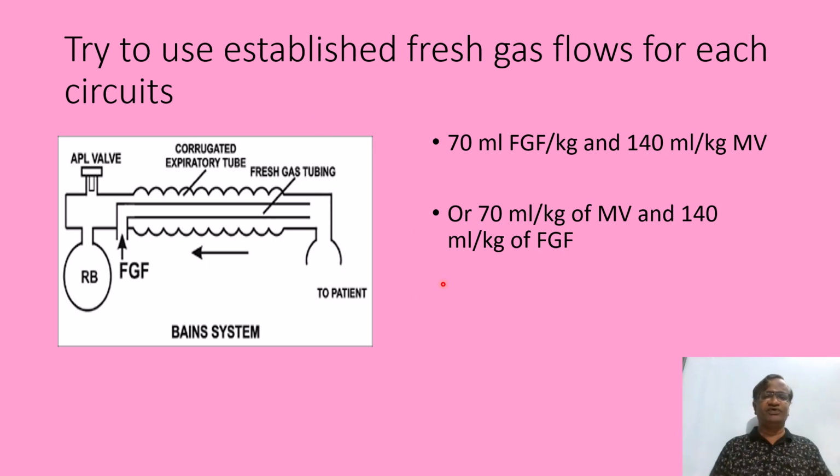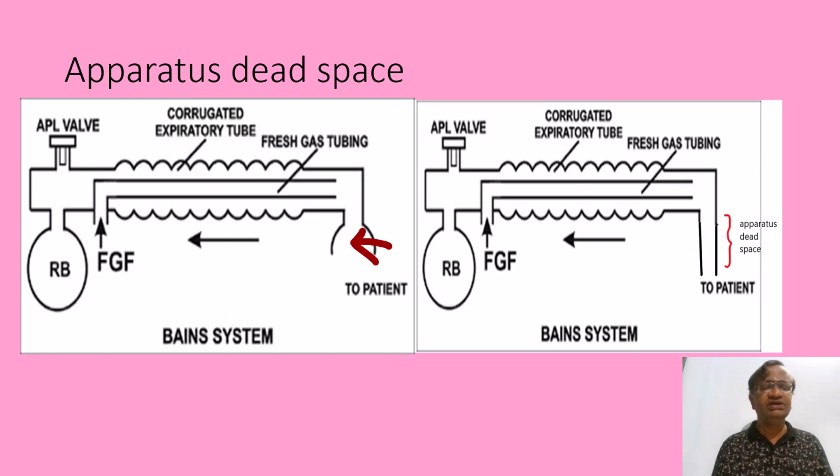Use the established fresh gas flows. For example, the main circuit is for controlled ventilation. The manual circuit is for spontaneous ventilation. That we should not change. With 140 ml/kg fresh gas flow, we can ventilate with 70 ml. And we have to ventilate with 140 ml for 70 ml fresh gas flow in this main circuit. Unless the flow is right, this is going to rebreathe. You need to give the established fresh gas flow for each breathing system.